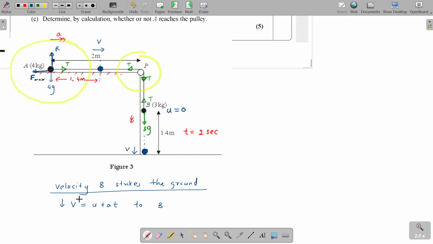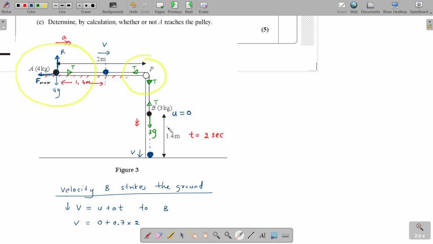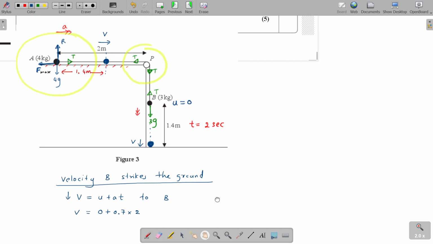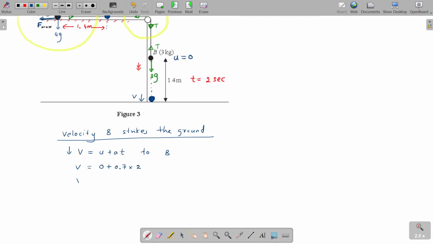Okay, so downward, initial velocity is 0. Final velocity is what I am trying to find, the velocity of striking the ground. Actually, we can use it for anyone, A or B. Acceleration is 0.7, time taken is 2 seconds. So you realize the time taken is 2 seconds, so even particle A will take 2 seconds to travel the 1.4 meters. Do you agree with me? So actually you can use v equals u plus at for either A or B. It doesn't matter here.